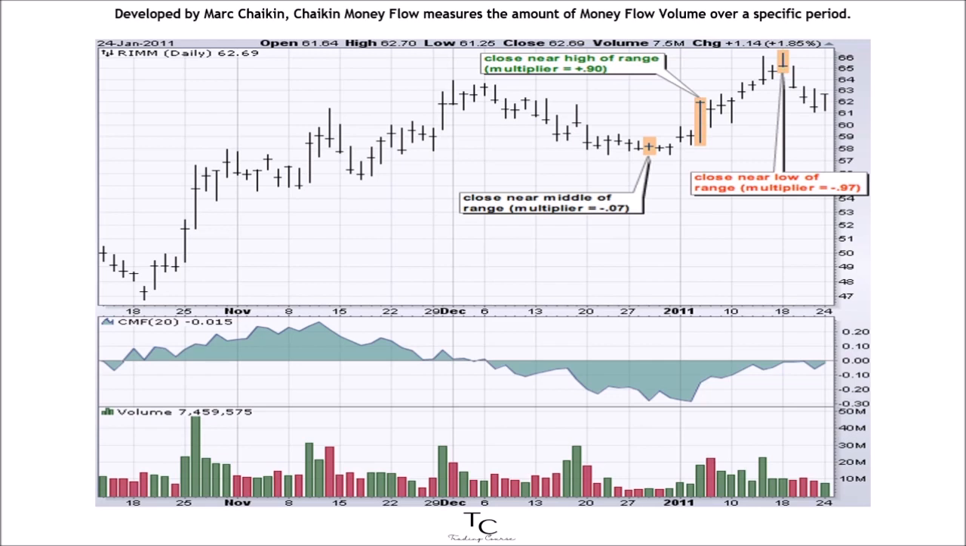Developed by Marc Chaikin, Chaikin money flow measures the amount of money flow volume over a specific period. Money flow volume forms the basis for the accumulation distribution line. Instead of a cumulative total, Chaikin money flow sums money flow volume for a specific look-back period, typically 20 or 21 days. The resulting indicator fluctuates above/below the zero line just like an oscillator.